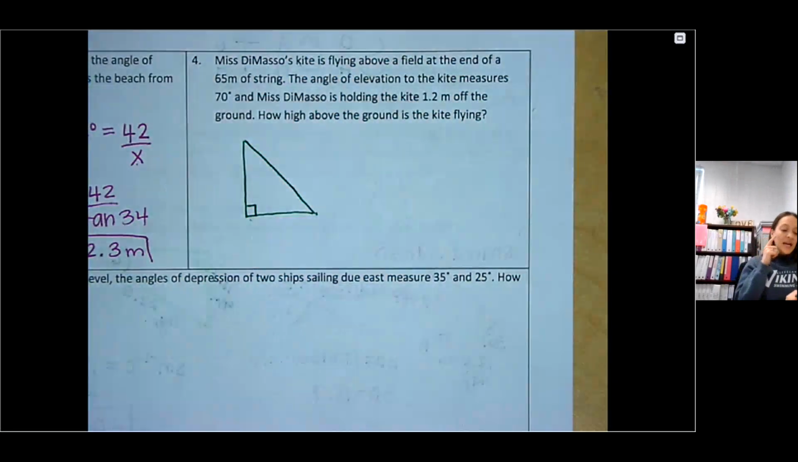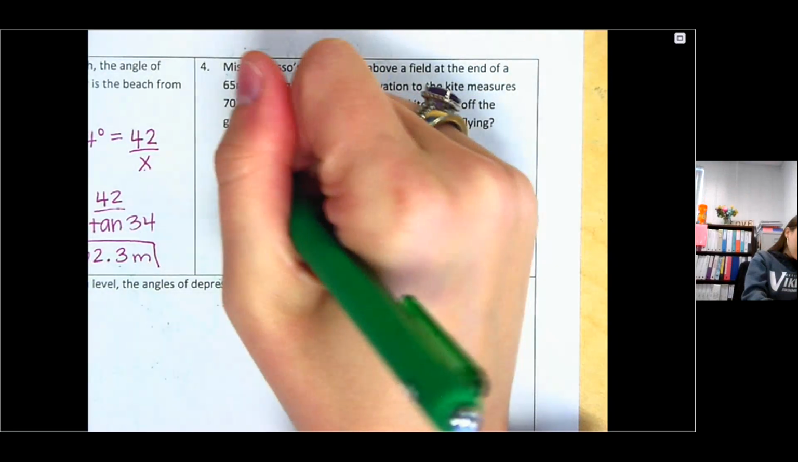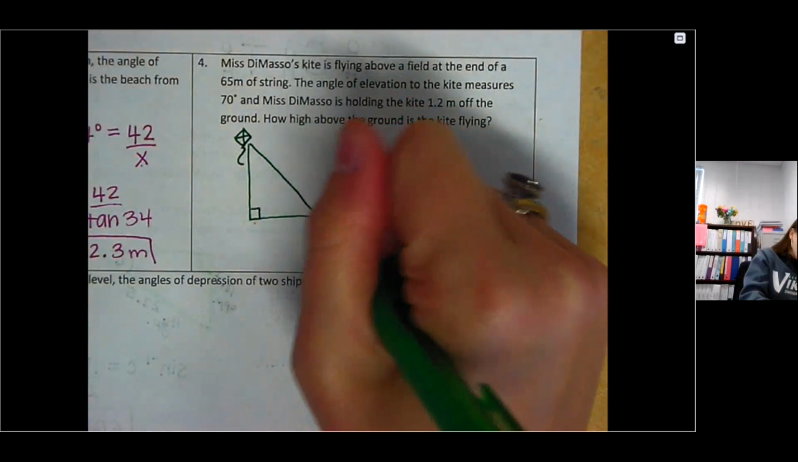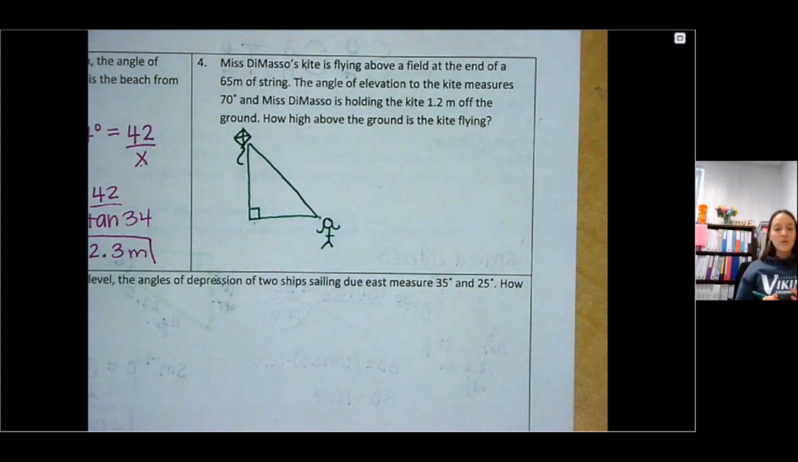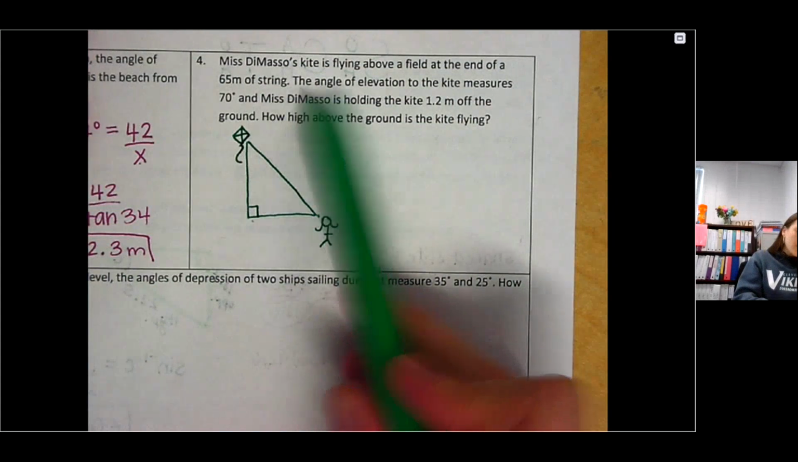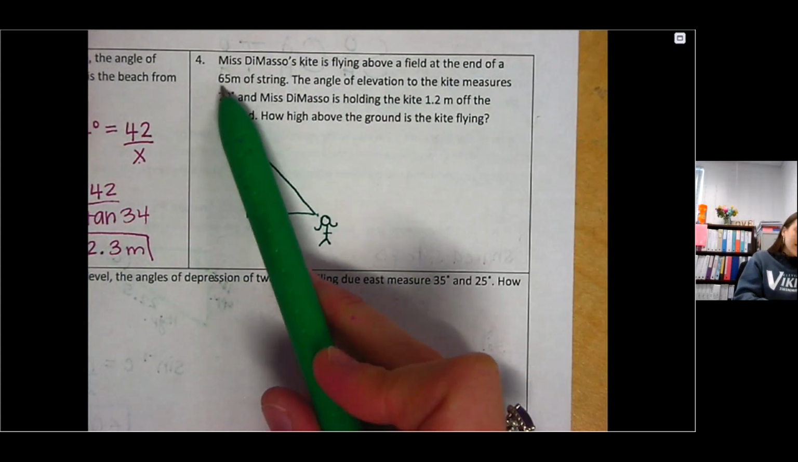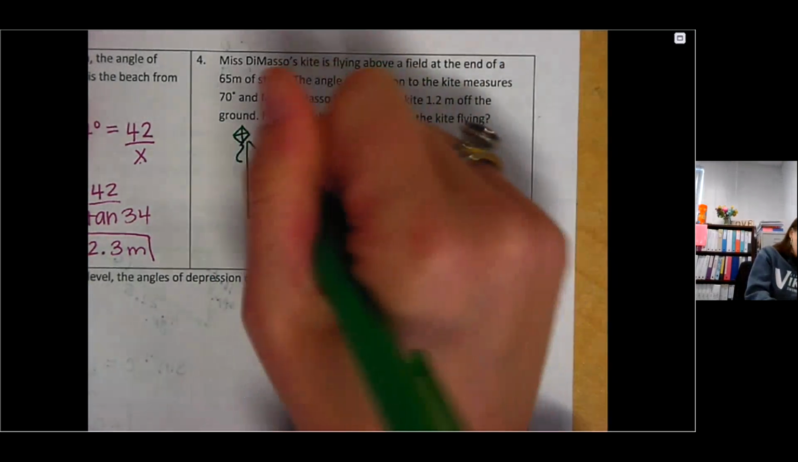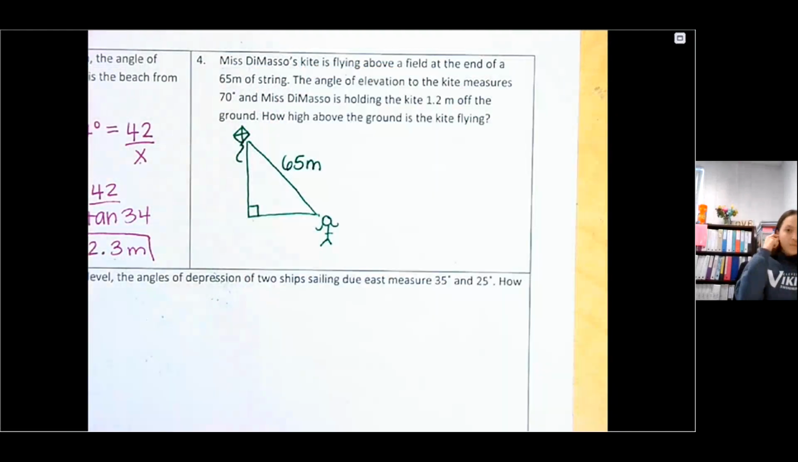Mr. Masso's kite is flying above a field, so obviously my kite is up at the top. There's my kite. Now, if Mr. Masso is holding the string, you have to think that when you hold a kite, it's not vertical up and down. It's kind of diagonal, right? Because the wind blows a little bit. So Mr. Masso is really down over here on the right, holding that kite up. It says the string is 65 meters long. The string is where I'm connected to the kite, so this side over here is my 65 meters.